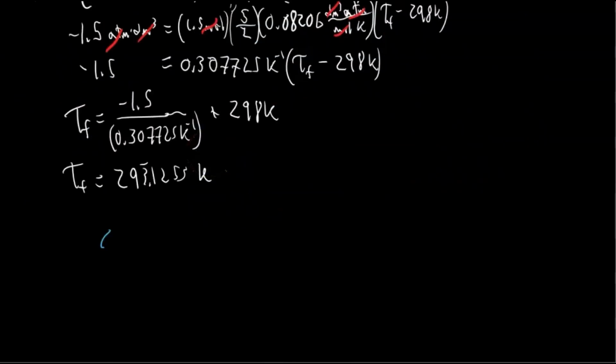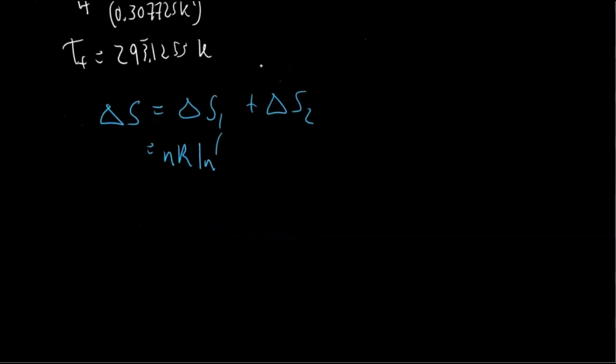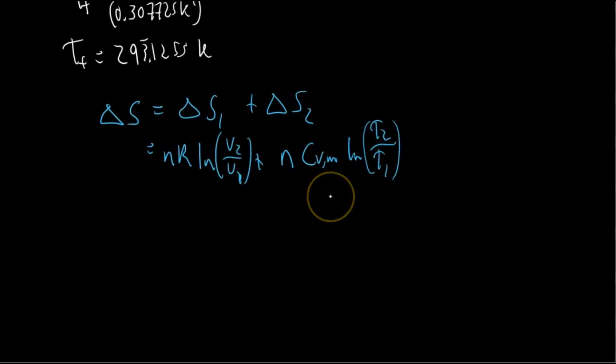Just to keep this nice and easy to read, I'll write it down here. The change in entropy of the system total is equal to the change in entropy of system 1 plus the change in entropy of system 2, which I'll rewrite again: nR ln of V2 over V1, since the first step is an isothermal expansion of an ideal gas, plus n CV,m times ln of T2 over T1. So we'll just literally plug that in. Could factor out the n, but that's okay. So 1.5 moles times 8.3145 joules per mole Kelvin.